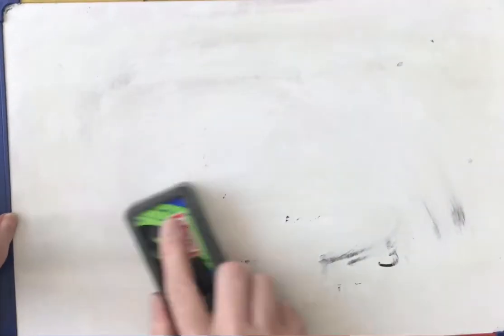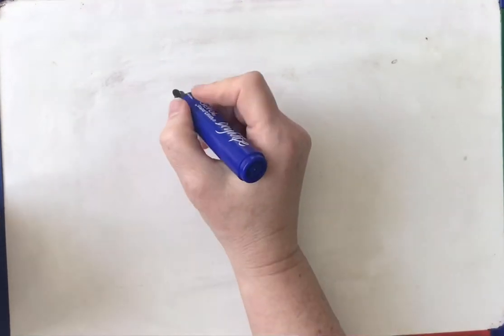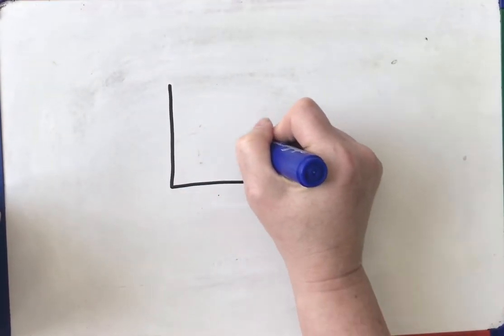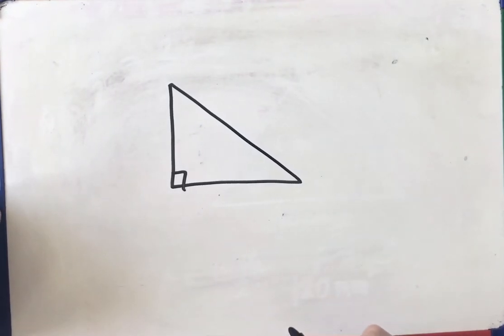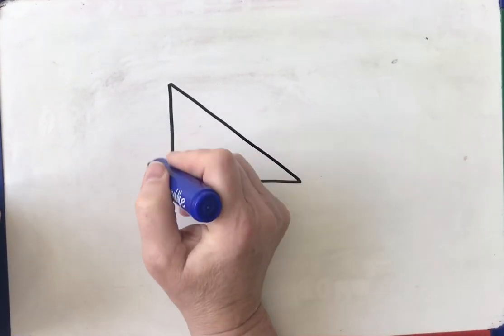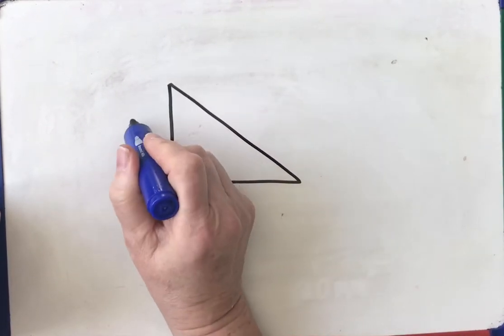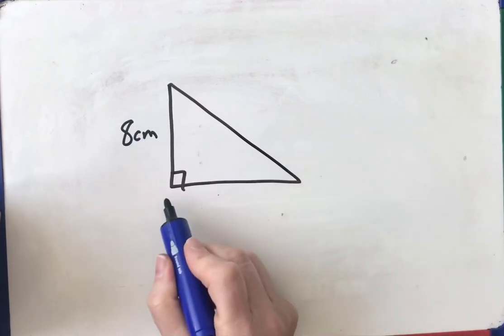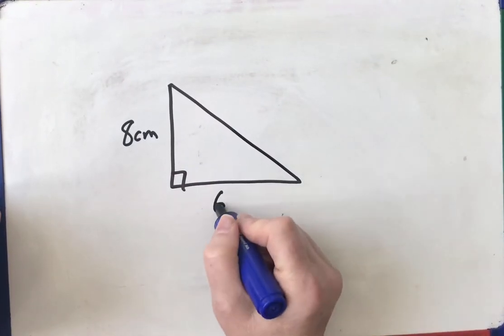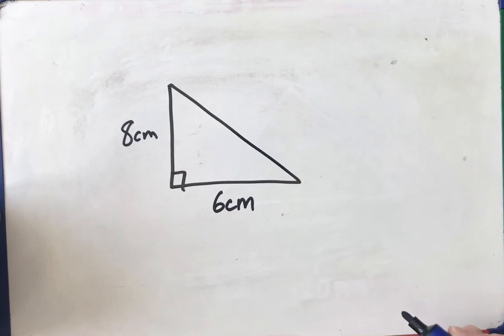of each. I'll do a right angle triangle and I'll do an isosceles triangle, and then you can have a go at some yourself. Here's a triangle, right angle triangle. The height is 8 centimetres. That's 6 centimetres. What is the area?